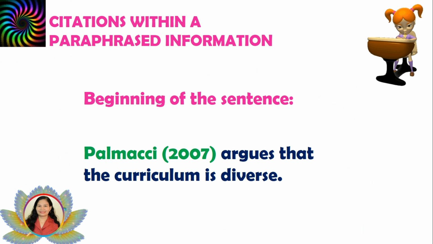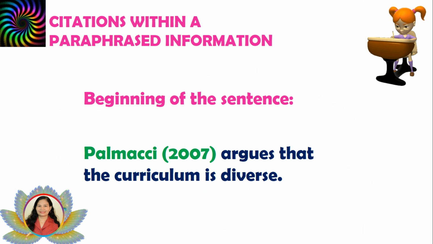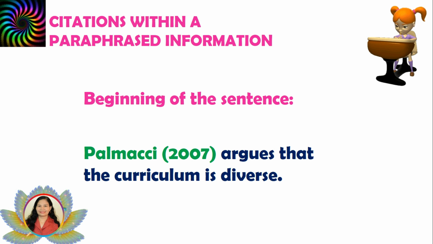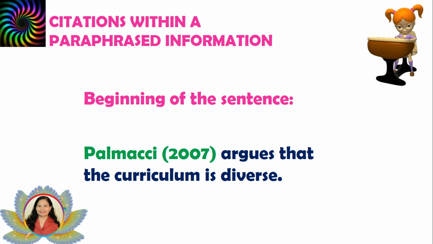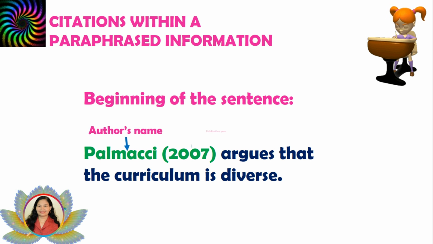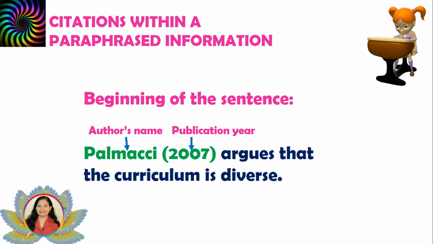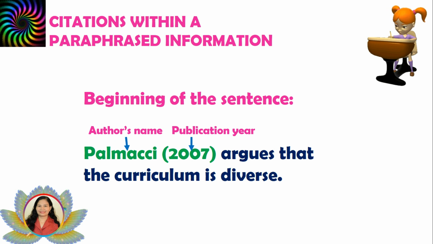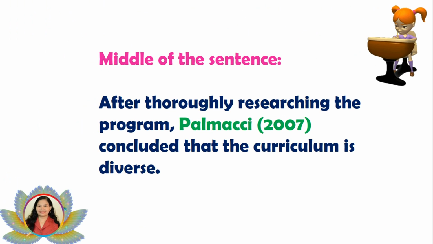When it comes to citation placement, citations within a paraphrased information can be placed in the beginning of the sentence. Write first the author's name, then the year of publication. On the paraphrased information, you have an option not to include the page number. It could be in the middle of the sentence. Write your citation after the introductory sentence.